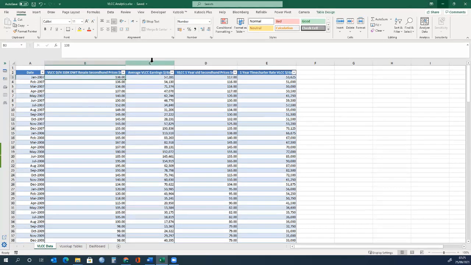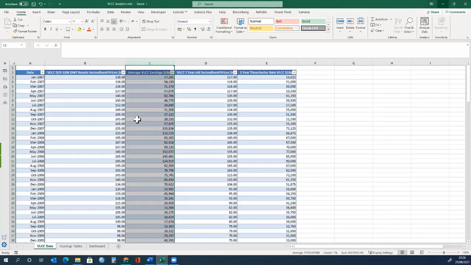In the second column, we have the average earnings in dollars per day for the specific month for VLCC. The third column is 5-year-old second-hand VLCC prices. This price is normally less than the price of a new build, but in some markets, the second-hand price could exceed the price of a new build due to the market's demand and supply. The last column is 1-year time charter earnings. The prices of ships are in millions, and the earnings are in dollars per day.